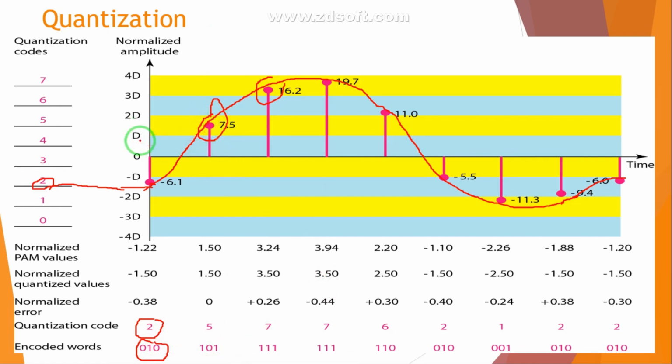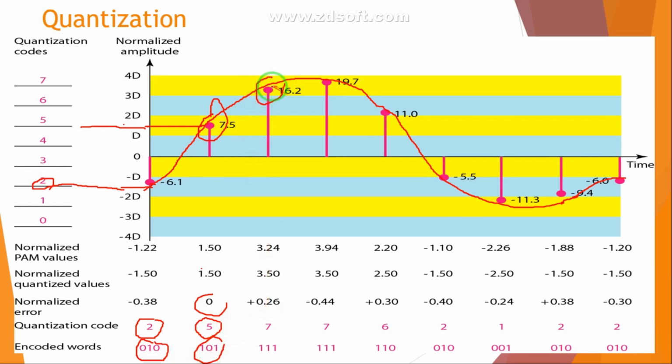Which is 1.5. It is coming to plus 1.5, right? So since it is plus 1.5, the normalized quantized value remains 1.5. So what is the difference? It is 0. And since this value comes to the window that is 5, what is the binary equivalent of 5? It is 1, 0, 1. So that is your coding.